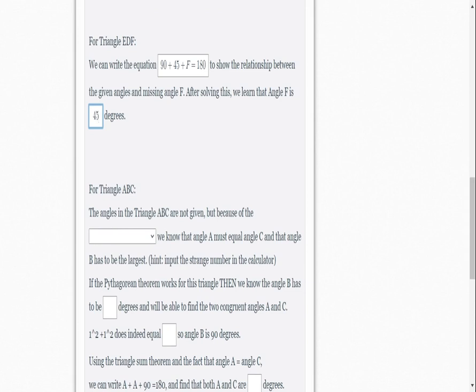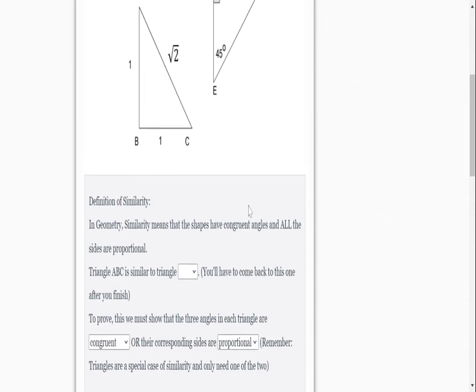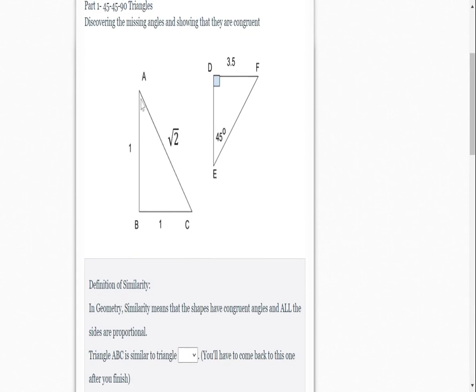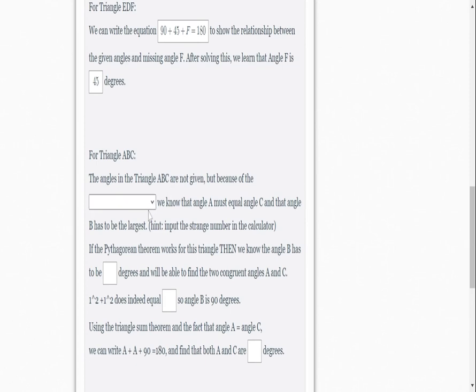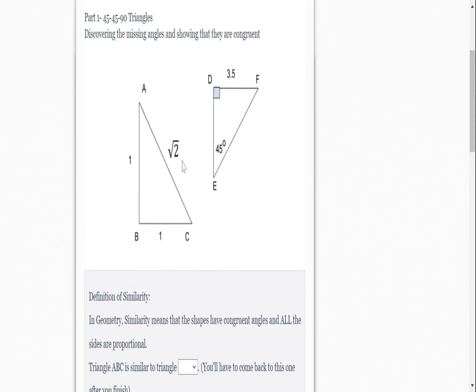So the angles in triangle ABC are not given, but we know that angle A must be equal to angle C. How do we know that A has to be equal to C? Well, A is this one. It's across from the 1. C is this one. It's also across from a 1. If the sides are the same, then the angles have to be the same also. That rule is called the side angle relationship. We know that angle A must be equal to angle C, and that angle B has to be the largest. That's because if you plug this in the calculator, you get bigger than 1. So that means that this angle here has to be bigger than these two angles.